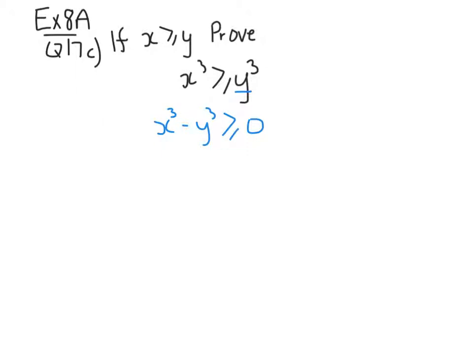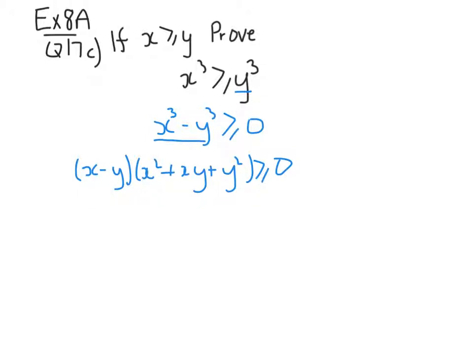Now this is the first part of the problem back again. This is part A, whereas previously we had to expand it and we ended up with x cubed minus y cubed. This time we're going to factorize it. It's the difference of two cubes. So the answer will be x minus y, x squared plus xy plus y squared.